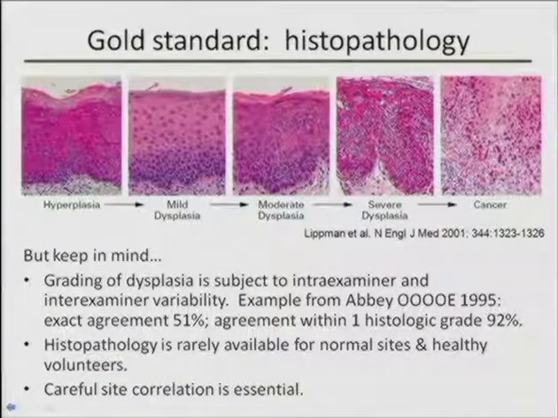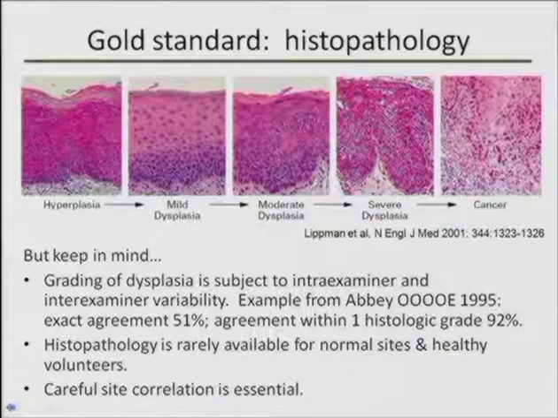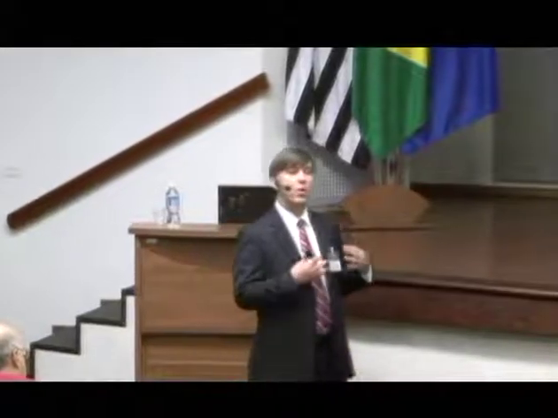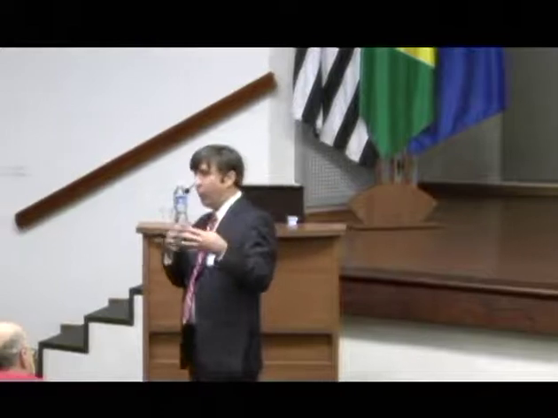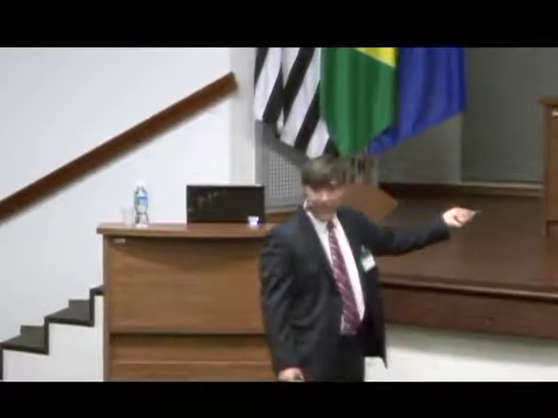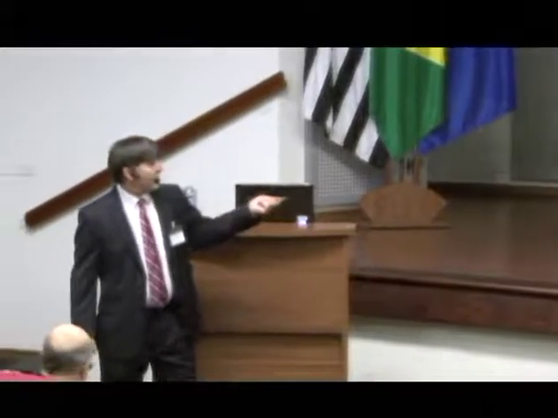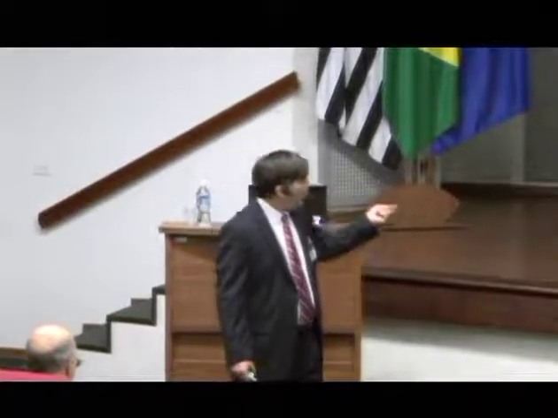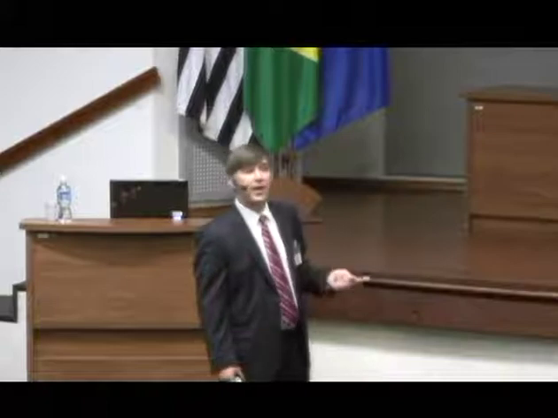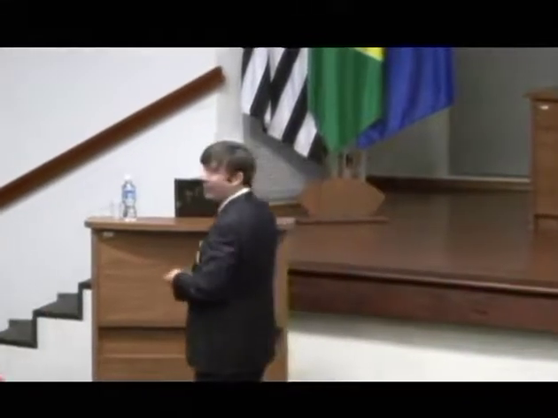But there are a few things to keep in mind when you're using gold standards. One is that grading of dysplasia is subject to intra-examiner and inter-examiner variability. And just as an example, there's a study from 1995 where they asked a number of pathologists to go reread pathology slides that had received some previous read and diagnosis, and they looked at how well the new reads correlated. And then they had those same pathologists read those same slides 6 months or a year later, and they looked into the correlations there. And what they found was that exact agreement, that is within the exact same category, was about 51%. Within one histologic grade, it's quite good, up to 92%. But this one histologic grade can make a big difference if you're talking about mild versus moderate dysplasia, or mild dysplasia versus no dysplasia at all.